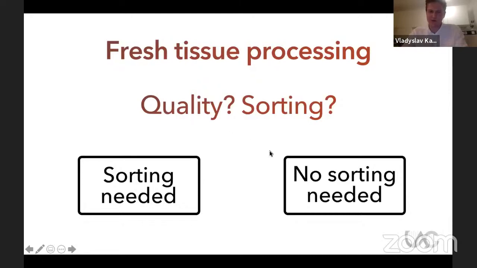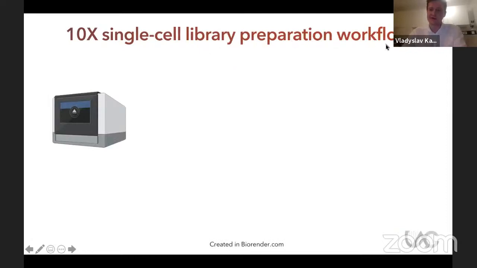As you see, we are going the way of least resistance to begin with. So let's decide that we don't need to sort our tissue. That means no sorting needed. In that case, when you have fresh liquid and non-sortable tissue, that is the jackpot, because you can really proceed afterwards to, for example, the 10x single cell library preparation workflow. So what is it? 10x is a commercial kit that is available on the market, and it's a very, very common pipeline used for single cell RNA sequencing.